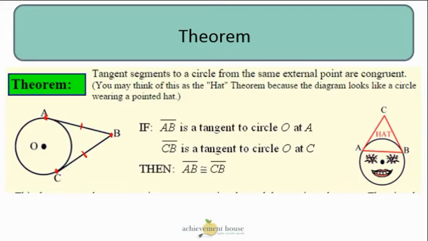Some people think of this as the hat theorem because it looks like a hat on top of a head. If you connect the chord there from A to B, you got a little party hat on top of the circle.